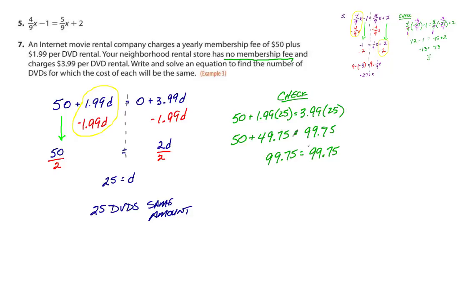And then my check is to go in and say, here's my membership fee plus $1.99 a disc for 25 discs. That works out to $99.75. Here's my $3.99 a disc for 25 discs, also $99.75.